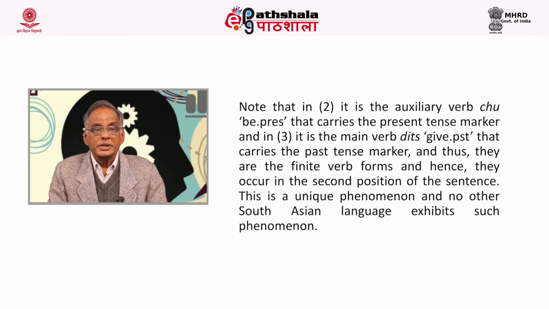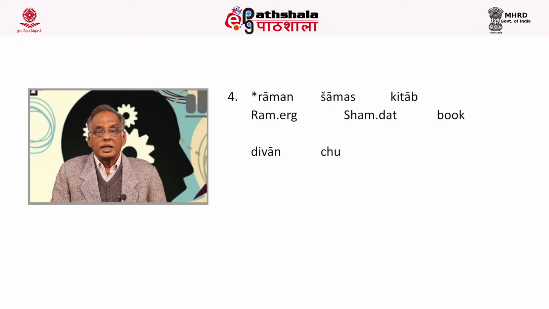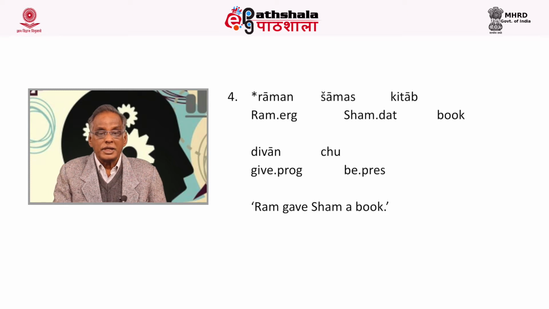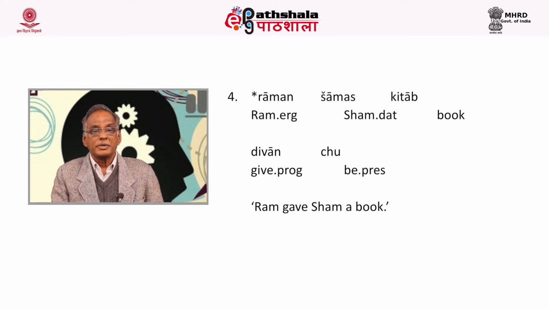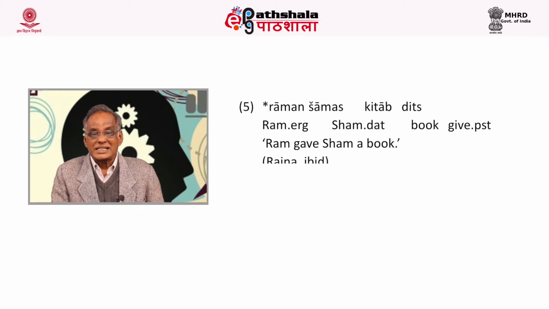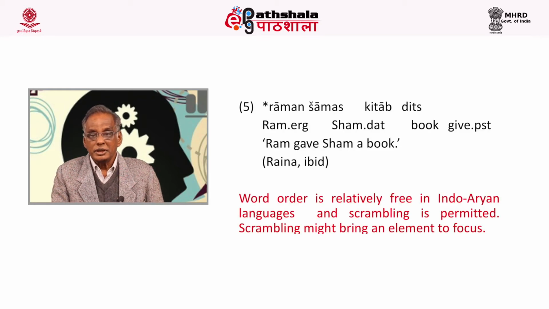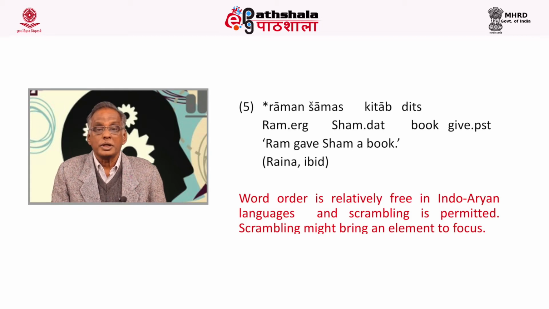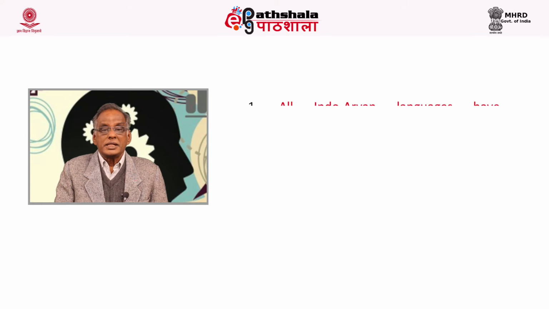The verb in sentence number 2, the chu, cannot occur in the final position, as sentence number 4 will tell you. Raman Shamas Kitab Diwan Chu is ungrammatical. Similarly, as sentence number 5 will show you, the verb dits cannot occur in the final position to reflect SOV word order, that is subject object verb order, as you have Raman Shamas Kitab dits, which is ungrammatical.